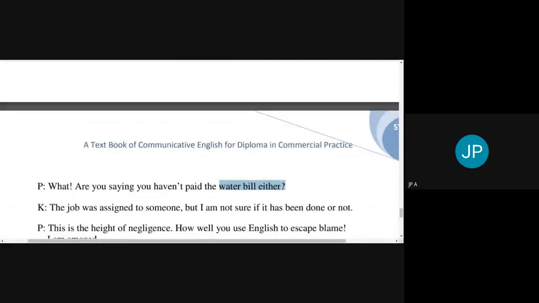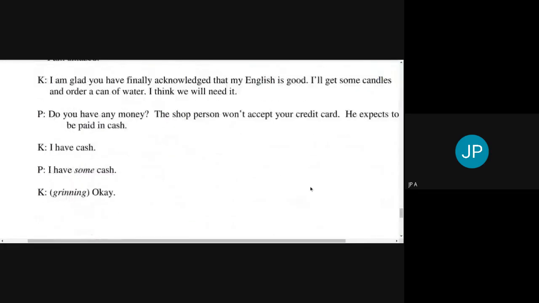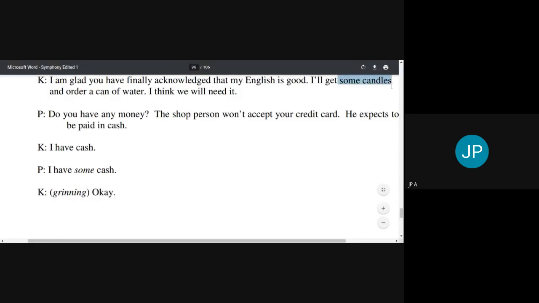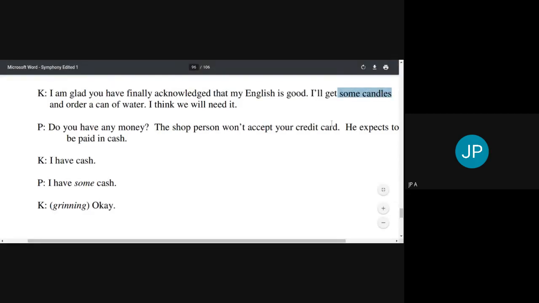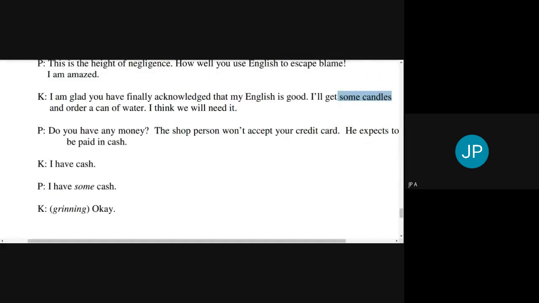Instead of saying water bill either, he said, I haven't paid the water bill too. So these are the errors. And finally, he makes some error of count and non-count nouns. So there are some nouns which are countable. There are some which are not countable. So instead of saying some candles, you should have said a couple of candles, 2 candles, 1 candle, etc.